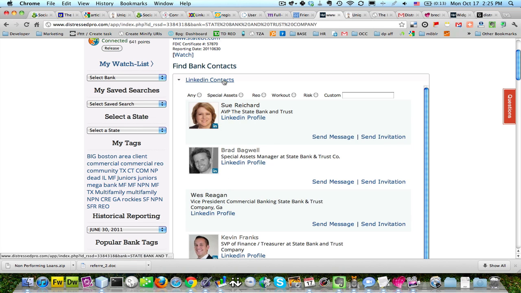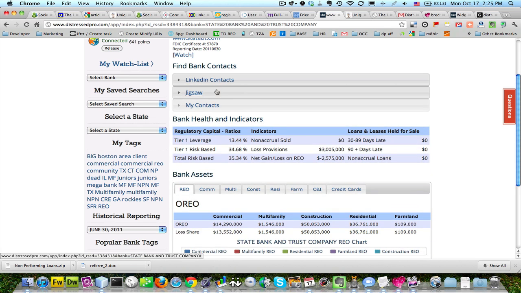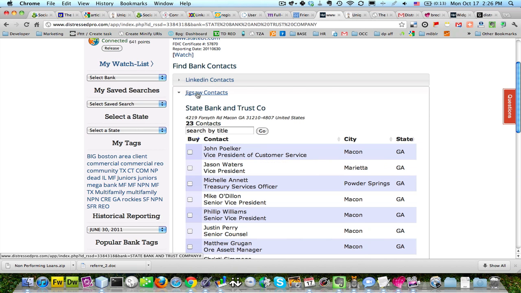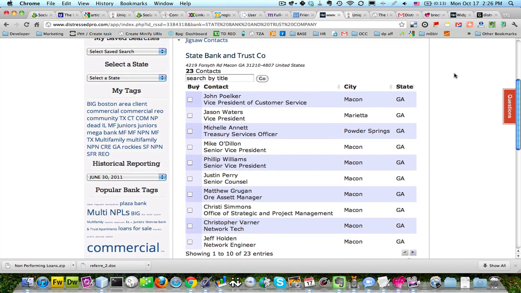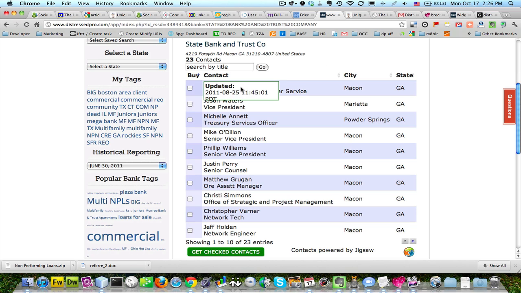If you don't find anyone in LinkedIn, we've got a second plugin called Jigsaw. It comes from Jigsaw, which is a Salesforce company, and this is just awesome. If you look in here, it will automatically search for the bank, and if there's a result, which 9.5 times out of 10 there is, it's going to give you all the folks here. If you hover over the names, you can see the last time that the contact information was updated. Okay, and you can see that these are all within the last several months.